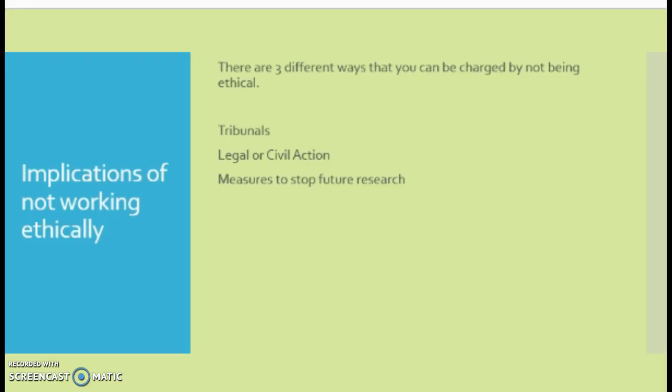Finally, the last form in which you can be charged if something goes wrong in the project is that you can be banned from research in the field. So for example, in this case, the researcher will not be able to do any more research in sport and exercise science because BASES would have suspended them.